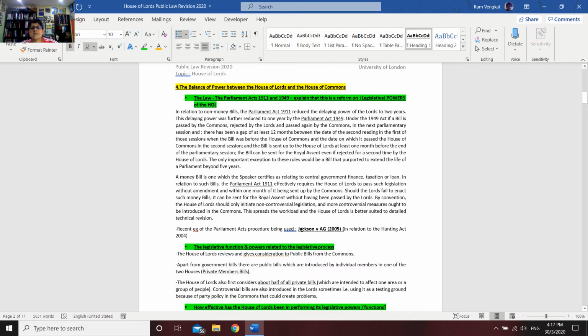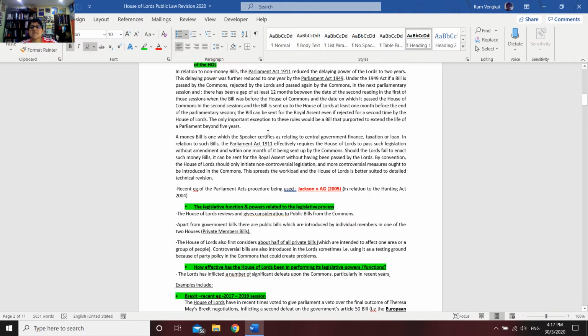And the last time that this was actually used was this case, isn't it? Do you remember this case? The case of Jackson and AG, whereby the hunting bill was something that the House of Lords did not like. They delayed it for a maximum of 1 year, and it finally became an act nonetheless, the Hunting Act of 2003. And that was the subject of the case of Jackson.